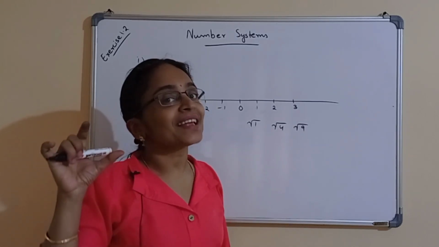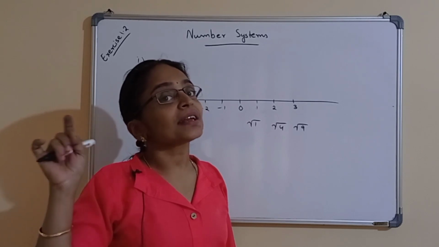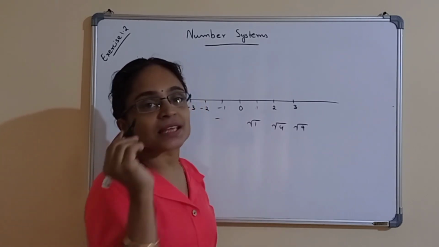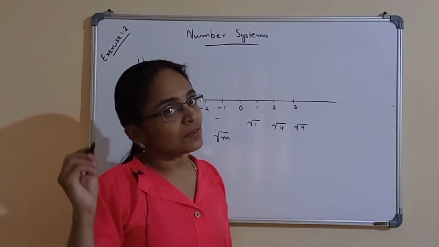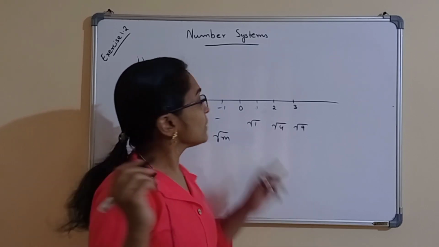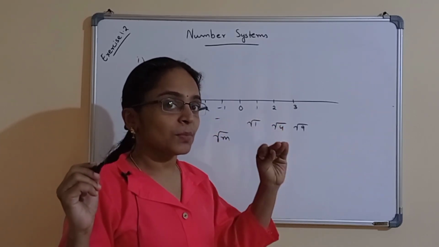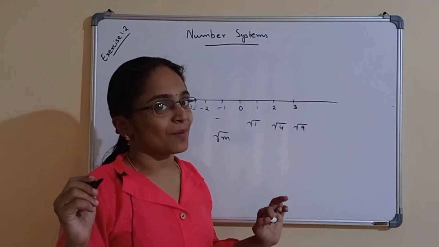The statement that every point on the number line is of the form root m, where m is a natural number, is false, because negative numbers cannot be expressed as root m. Positive numbers can be expressed as root m, but negative numbers cannot. And on the number line, there will be negative numbers as well as positive numbers.